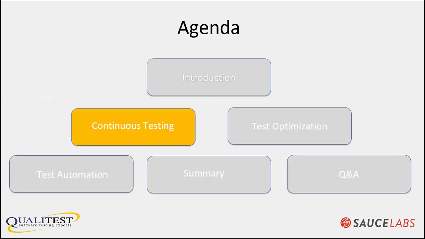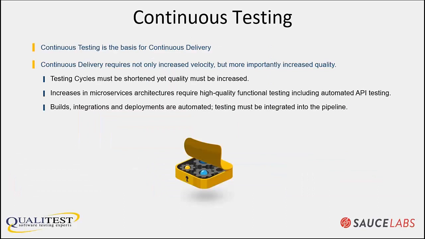Okay, so let's talk a little bit about continuous testing. Well, what really is continuous testing? First of all, it's really the basis for continuous delivery, because without continuous testing, you can't have continuous delivery, much less continuous deployment. Continuous delivery now requires not only increased velocity, but more importantly, increased quality.